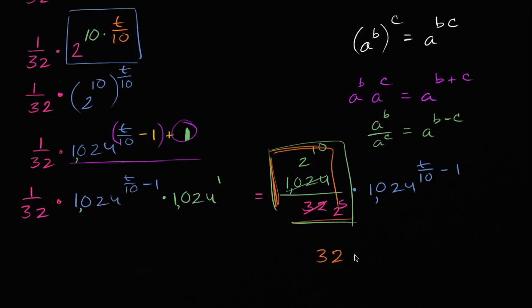So this is going to be 32 times 1024 to the t over 10 minus 1. We're in the home stretch here.